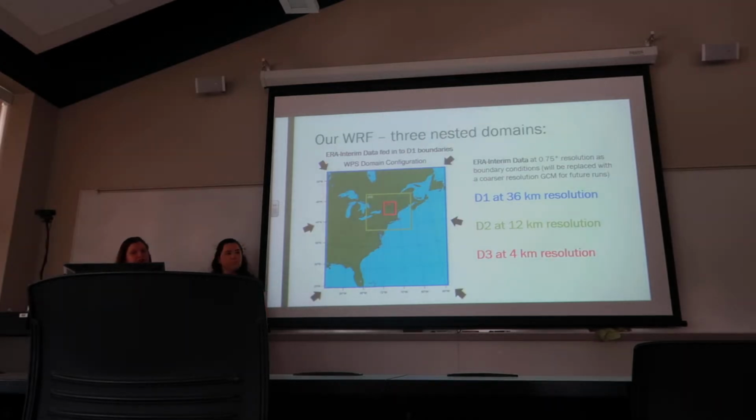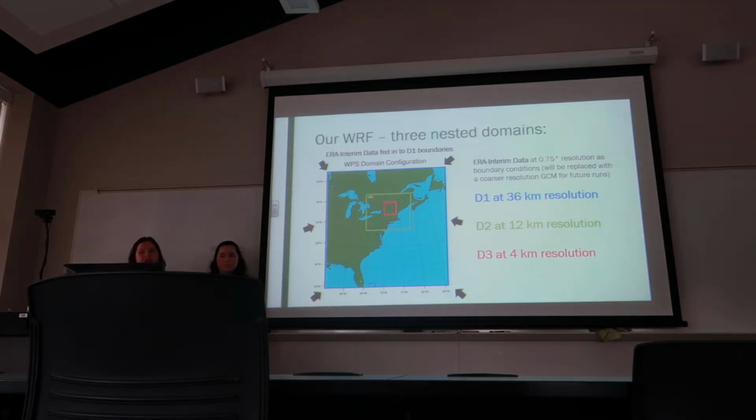So for our project, we had 3 different nested domains. The first domain, which is highlighted in blue, is at a 36-kilometer resolution. Currently, we have our ERA interim data being fed into the first domain, and our hope is that in the future, we'll have a coarser resolution and be able to put in GCMs for future runs. In green is our second domain, at a 12-kilometer resolution, and then domain 3 is at a 4-kilometer resolution.